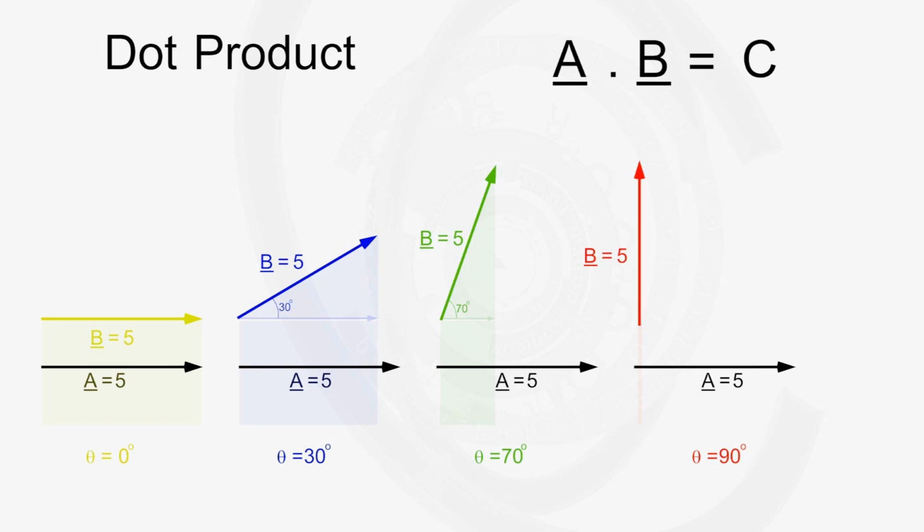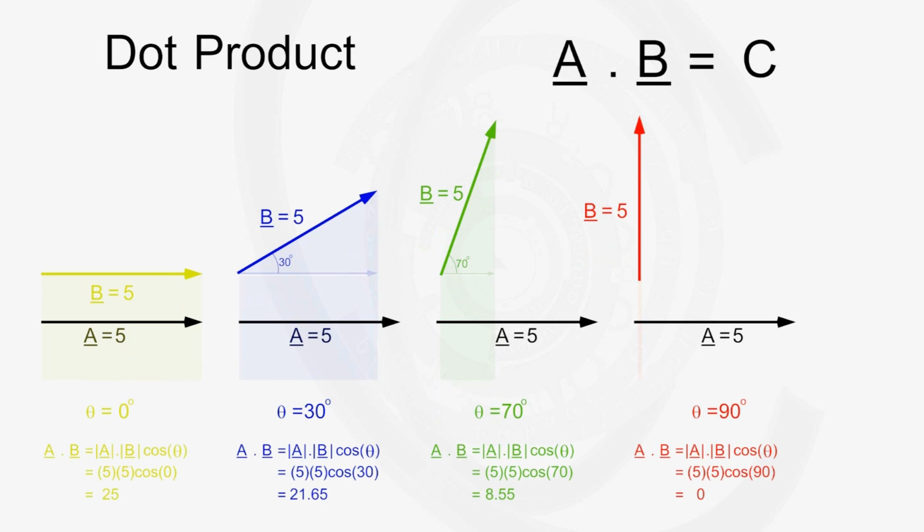Think of these shaded areas as the amount of projection of each vector into the other. So in the first case, the yellow vector will be fully projected into the black one beneath it, while in the last case, the red vector will not be projected at all. Now we can define a formula for the dot product. Notice that it depends on the magnitudes of the two vectors and the cosine of the angle between them.